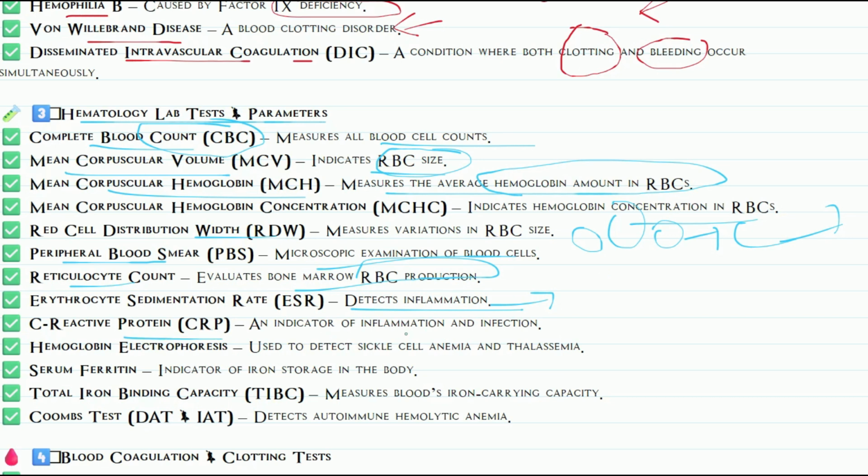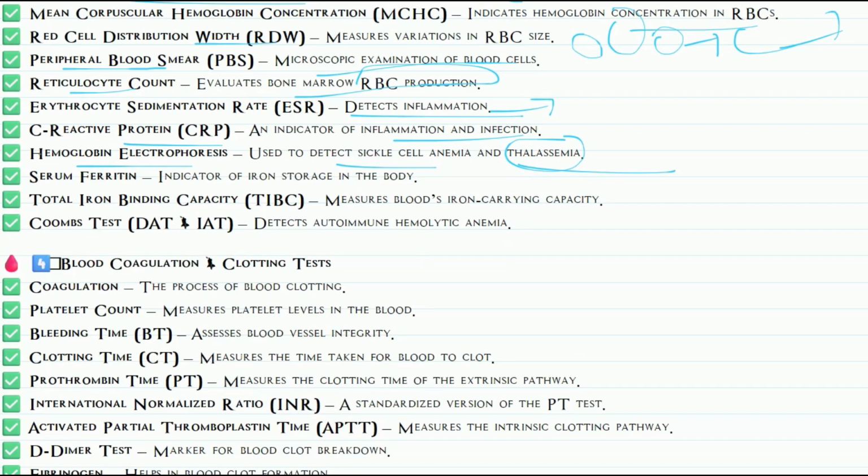CRP is an indicator of inflammation or infection. Hemoglobin electrophoresis is a technique used to detect abnormalities of the cells. Maybe we can see sickle cell anemia or another type of anemia, plus thalassemia, which is very important. We do the electrophoresis. Serum ferritin mainly tells us the iron storage in the body.